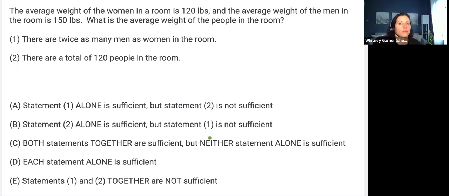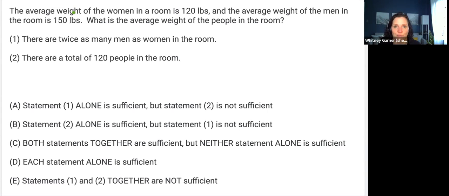Note that for data sufficiency, we are often trying to find the minimum amount of information necessary to be able to answer the question. What I know is that we're dealing with a weighted average, right? As soon as we recognize that, we've got the average of one subset, and the test does still do gender binary, but we've got the average of one subset, women, the average of the other subset, men, and we want to know what's the average of everybody in the room.